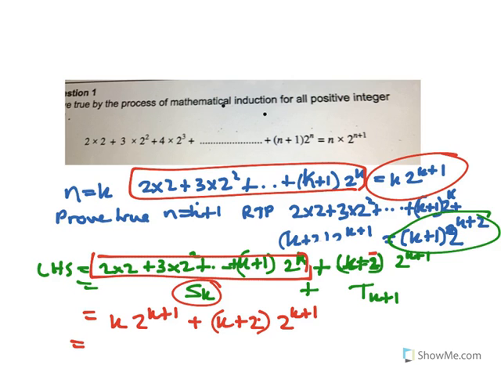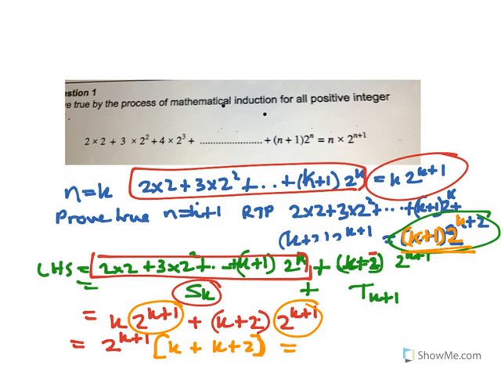Okay, so if you look at that, there is a common factor of 2 to the k plus 1, because you've got 2 to the k plus 1 in both terms. So when you take that out, you'll have k plus k plus 2 left. Remember our prize, keep your eye on your prize, that's what we're trying to get to: (k plus 1) times 2 to the k plus 2. Okay, so we've got 2 to the k plus 1 times, now that's going to be 2k plus 2.